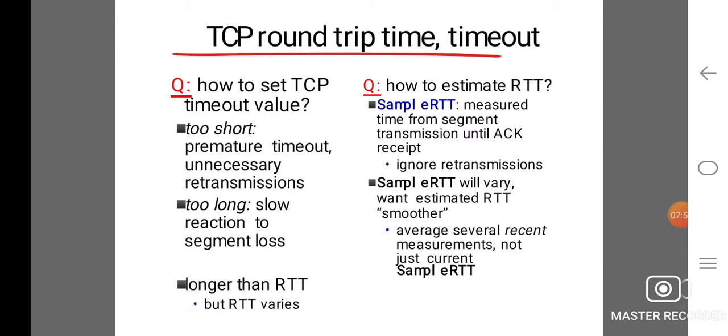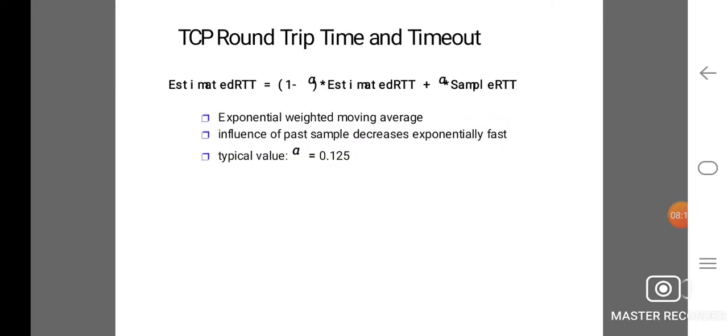Next question: how to estimate RTT? We use a SampleRTT. It is the measured time from segment transmission until acknowledgement receipt. It ignores retransmissions. SampleRTT will vary, so we want the estimated RTT to be smoother. Average several recent measurements, not just the current SampleRTT.